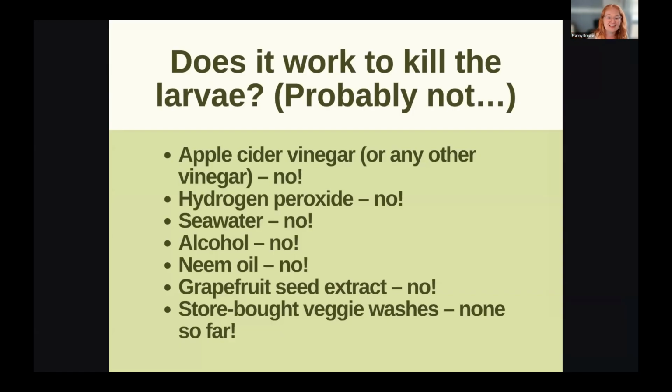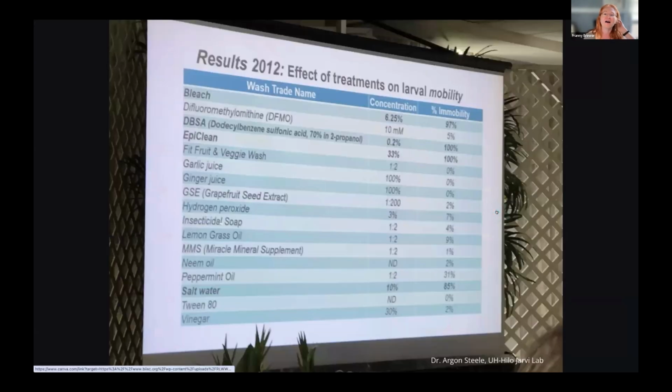You don't want that. Hydrogen peroxide doesn't work. Seawater, alcohol, neem, all of these things. There are no commercially available, over-the-counter washes that will work. There are some industrial-level vegetable washes that will work, but they're not available for folks to just buy. They're for big farms. Bleach does work, but we don't generally bleach our vegetables, so it's not the best.